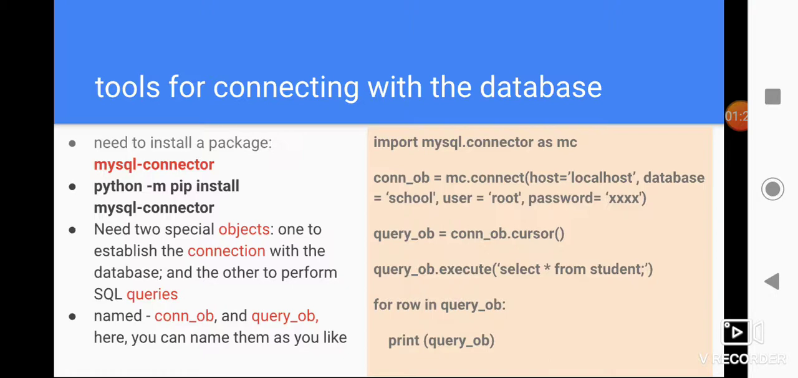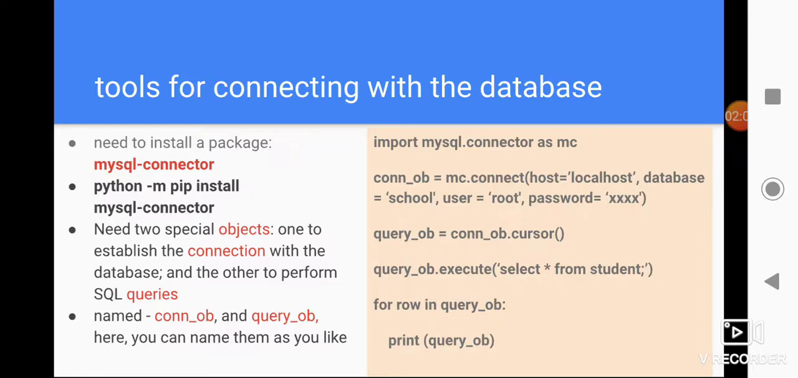Now, the next thing we need is two special objects. The first object will be used for establishing the connection with the database, and the second object will be used for executing the query on the database. The first object we will name conn_object, standing for connection object, and the second object we will name query_ob, standing for query object. You can name them any way you like.